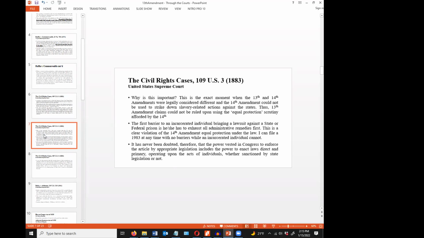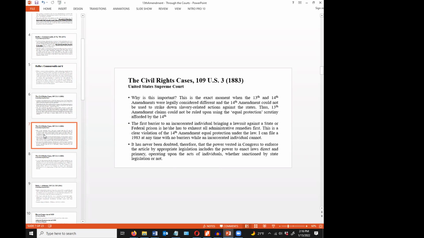And so once you separate the 13th Amendment from the 14th Amendment, then that takes away the equal protection scrutiny that's afforded by the 14th Amendment. So I'll give you an example. For an incarcerated individual, if they want to bring a 1983 lawsuit, which is a lawsuit against the prison, against the officials, then they have to exhaust all of their remedies.